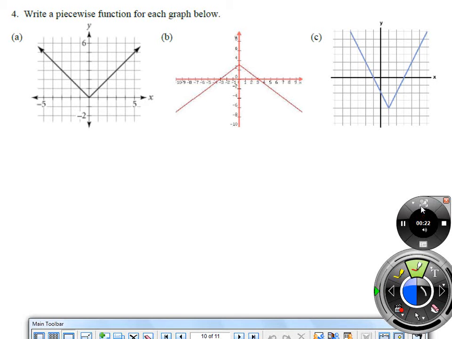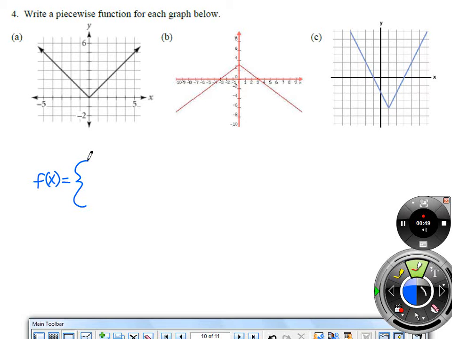So for this first graph, go ahead and write f of x equals, give myself a bracket because I know I'm going to need 2 pieces to describe it. And let's start with the branch that's in the domain where x is less than 0. Okay, so I'm talking about the left side of the x-axis. So what would be the equation for that portion?